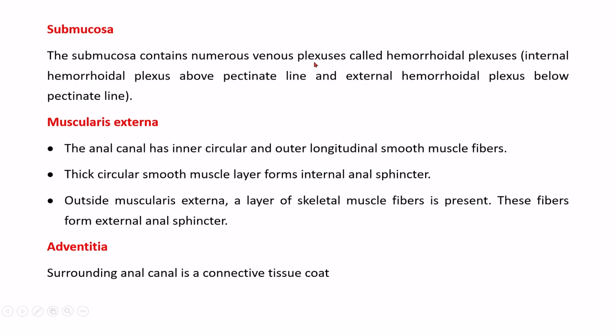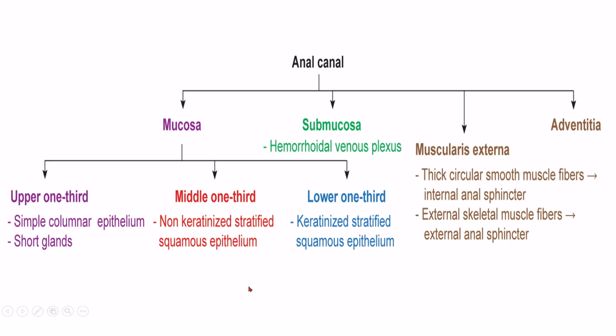The submucosa contains numerous venous plexuses called hemorrhoidal plexus: internal hemorrhoidal plexus above the pectinate line and external hemorrhoidal plexus below the pectinate line. Muscularis externa: the anal canal has inner circular and outer longitudinal smooth muscle fibers. Thick circular smooth muscle layer forms the internal anal sphincter. Outside the muscularis externa, a layer of skeletal muscle fibers is present. These fibers form the external anal sphincter. Adventitia surrounding the anal canal is connective tissue.